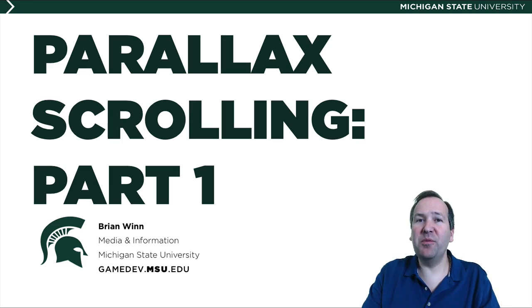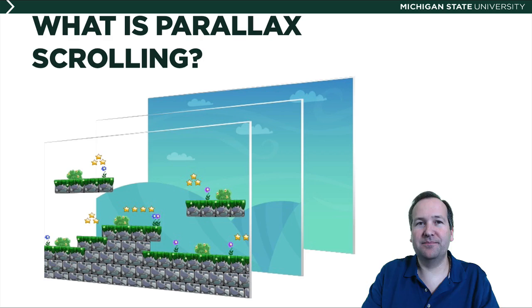In this lecture, we'll implement parallax scrolling in our game. Parallax scrolling is a technique where the game scene is broken into two or more visual layers, with the foreground layers scrolling faster than the background layers, creating an illusion of depth in our 2D scene. It is a common technique used in many 2D platformer games.